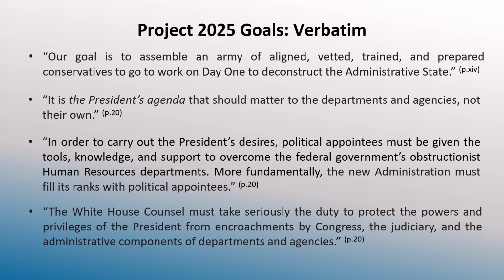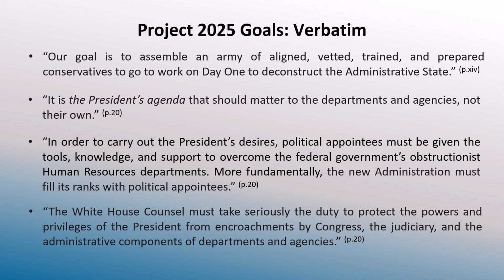This last statement is pretty clear about how Project 2025's goal is to give power to the President. It states, "The White House Counsel must take seriously the duty to protect the powers and privileges of the President from encroachments by Congress, the judiciary, and the administrative components of departments and agencies." This statement clearly shows that this movement calls for the president to be the one in power. To even refer to Congress and the judiciary as encroaching upon the president's powers is not in line with the Constitution, which calls for 3 co-equal branches of government and which assigns legislative and financial power to Congress, not the president.